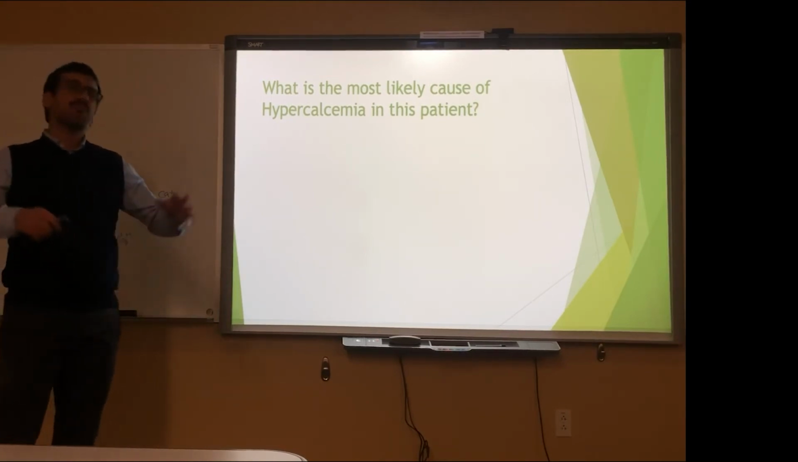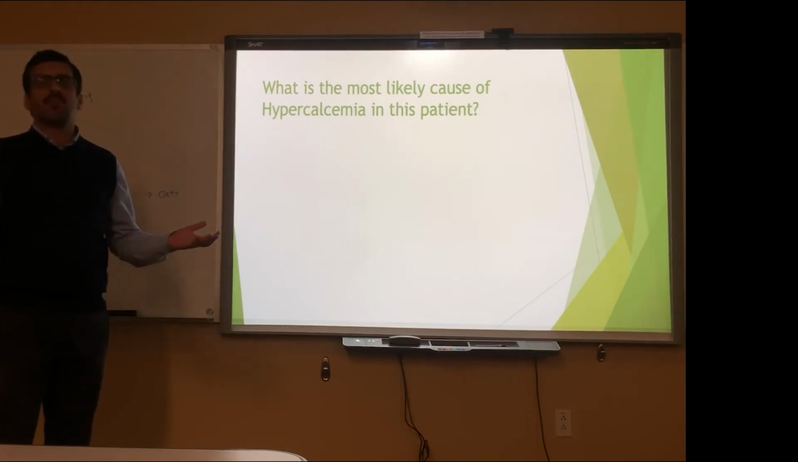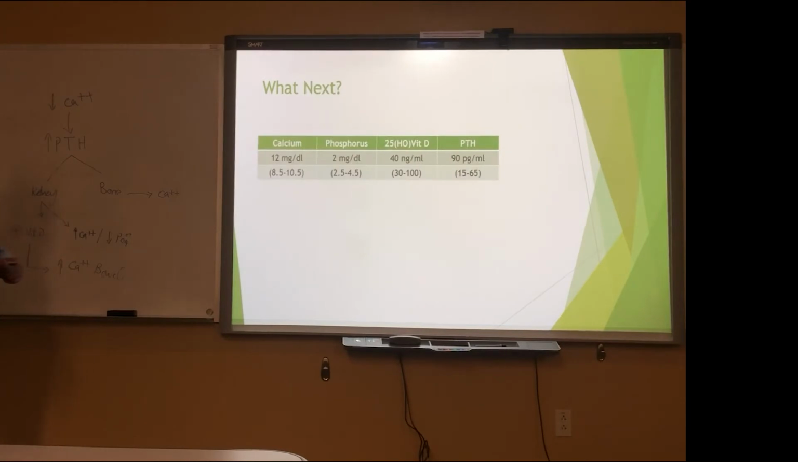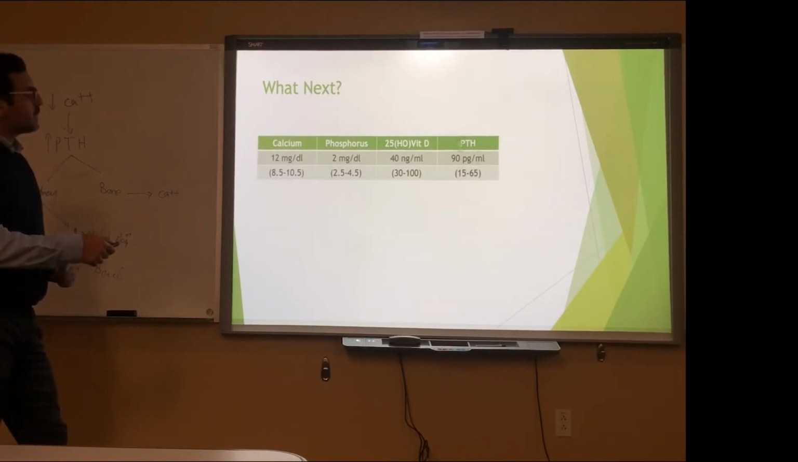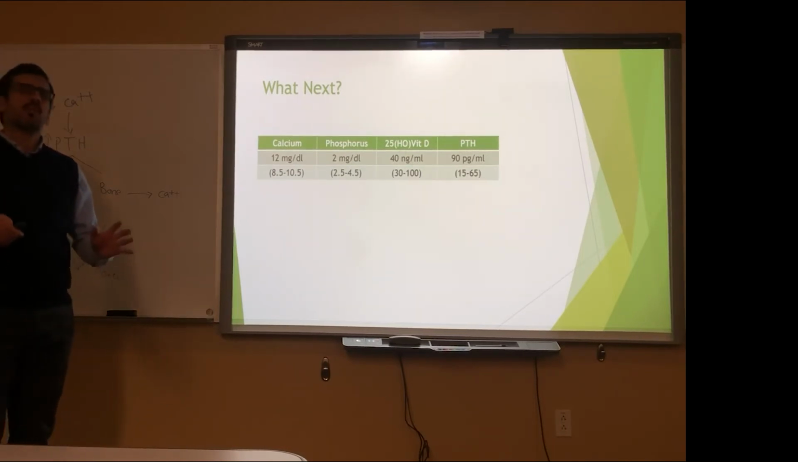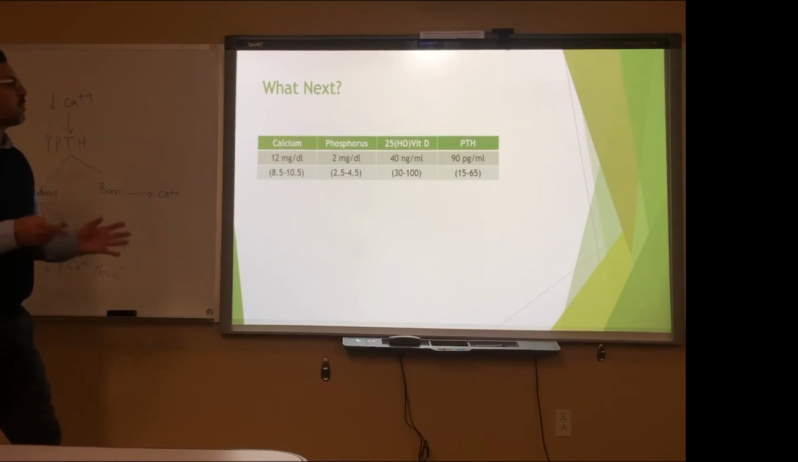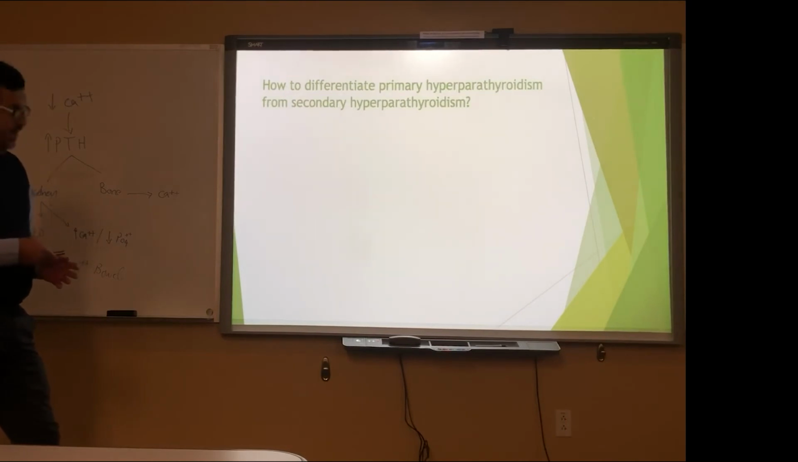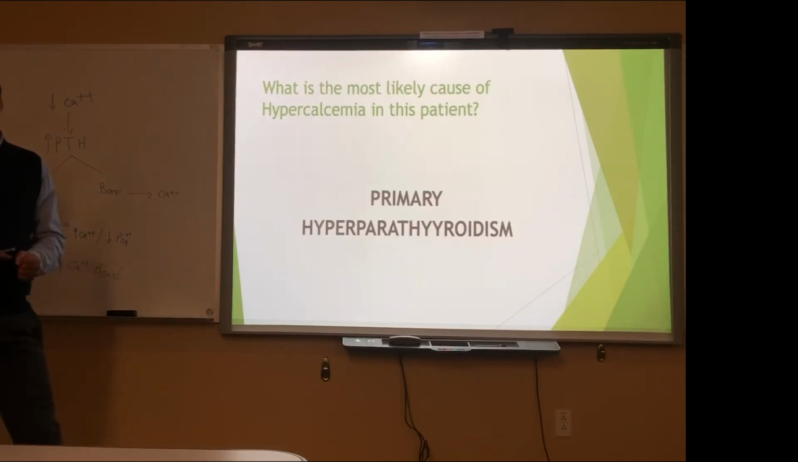Hyperparathyroidism. Okay, we have different forms of hyperparathyroidism. Which form do you think? Let's go back. So we have high PTH and high calcium and normal vitamin D. So this patient is totally fine, totally normal, asymptomatic, has no chronic medical problems. So this patient has primary hyperparathyroidism. Right.